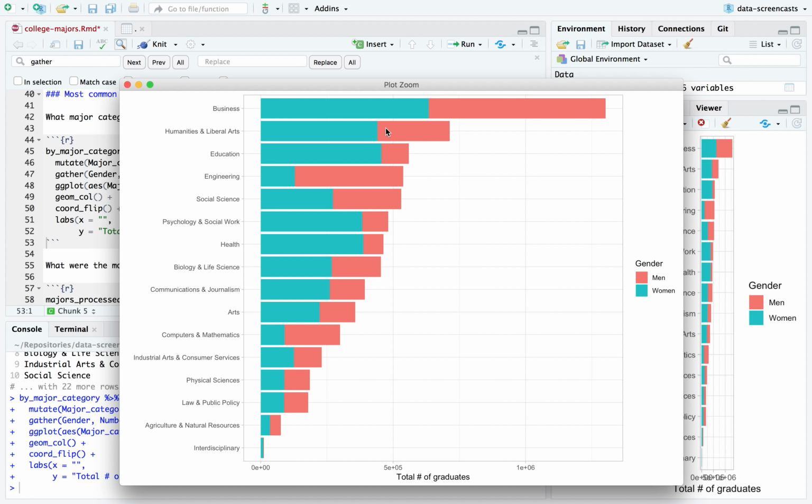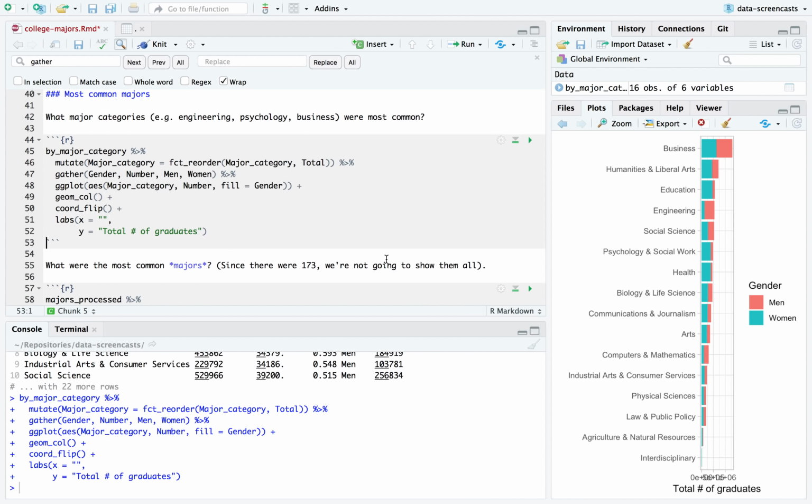Business 50-50. We didn't make this plot, did we? No, we made it by major. We didn't make it by major category. I like this plot more because it kind of covers everyone. Computers, mathematics shifted towards men. Engineering shifted towards men. Education, psychology, health shifted towards women. All right, that would probably be my first graph.